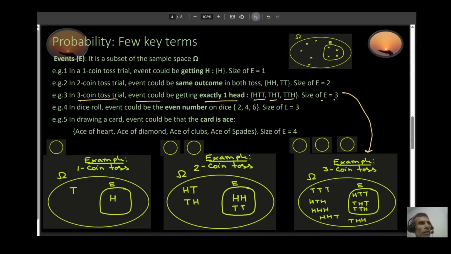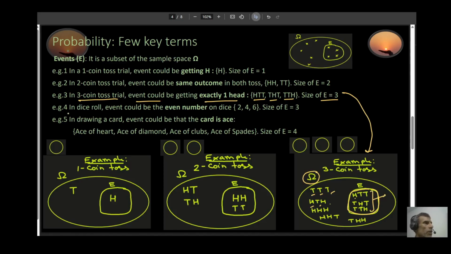So the size of my event is 3 in this case. If you write all your elements in your sample space, it's going to be tail, head, head, tail, and all these elements. Now my E, which is my event, as you can see, is a subset of your sample space, and my event in this case is head, head, tail, head. So all of them are exactly one head.